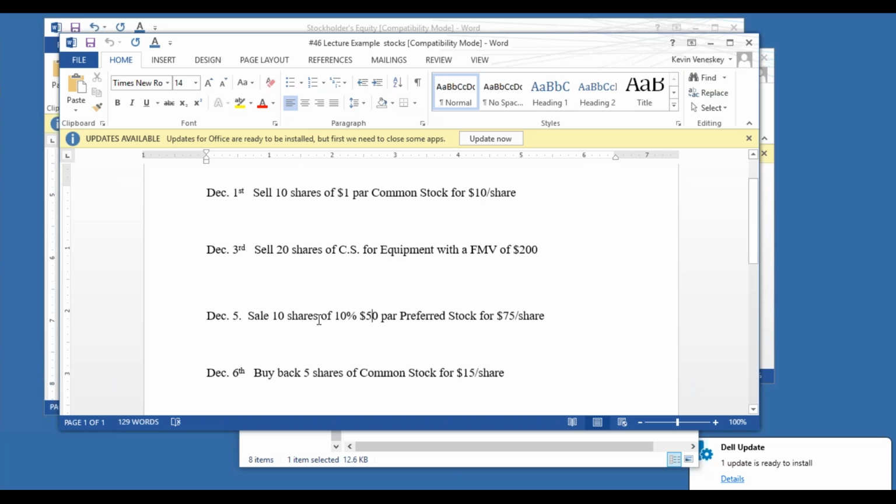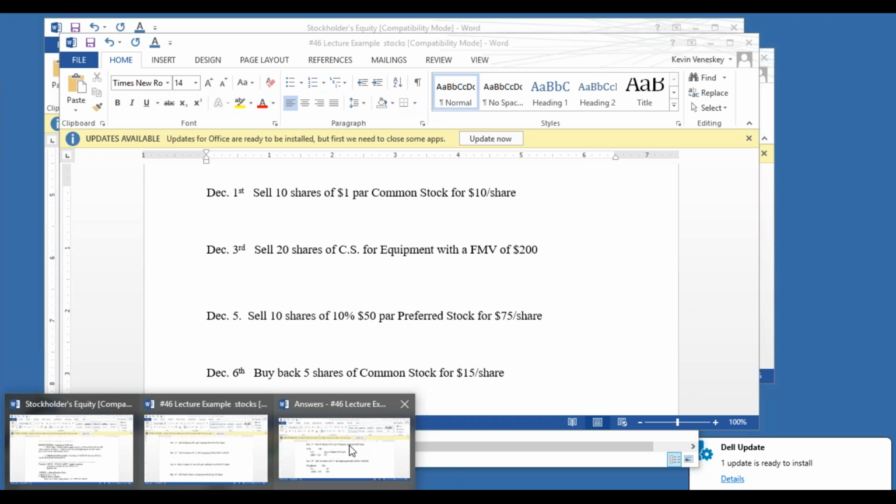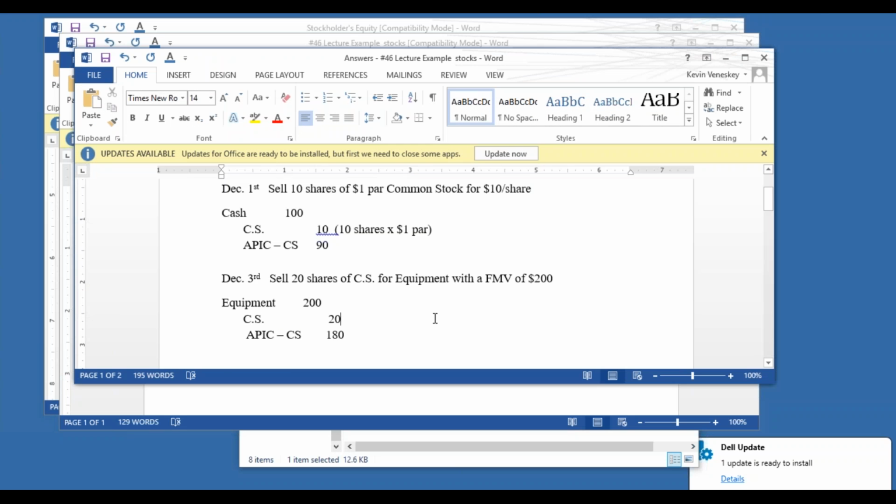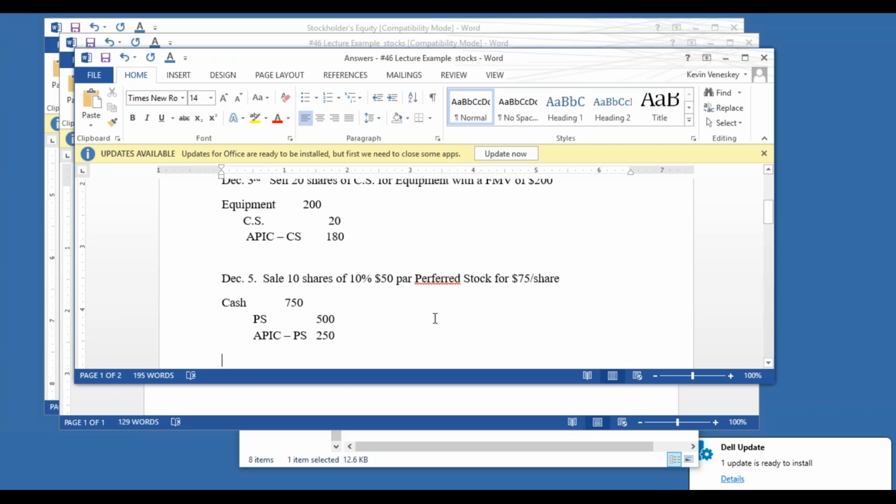Okay, well in our case, there's going to be 10 shares that are sold. We sell 10 shares of stock, 10% $50 par, and the stock price currently is at $75 a share. So then we can easily do the debit and credit. Debit, what did I get when I sell them for $75? I get cash. And then just like what I did before, instead of crediting my common stock, I am now going to credit my preferred stock account. And I'm going to credit at its par value. So $50 par times 10 shares.